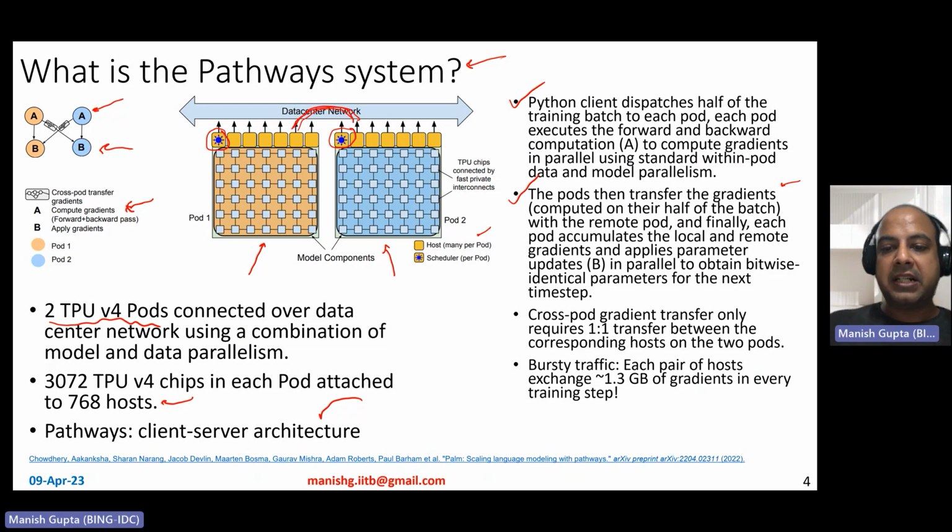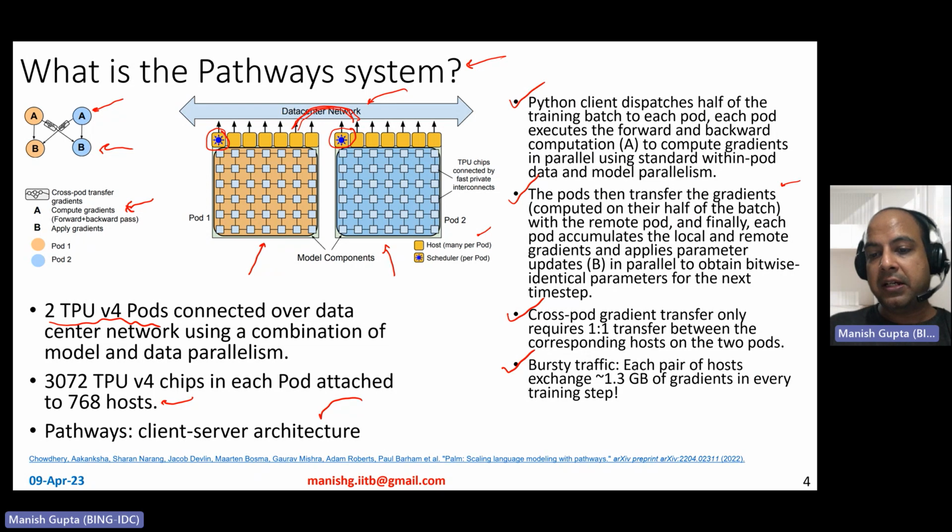In fact, when cross-pod gradient transfer is happening, it only happens one-on-one between the corresponding hosts on the two pods. So every host does not need to know the gradients from every host in the other pod. Just one-on-one transfer happens. However, this traffic is pretty bursty in nature. After the entire forward and backward pass have happened, that is when you will suddenly have a lot of transfer going on. So this requires huge bandwidth, and that is why a data center network provides this interesting bandwidth.